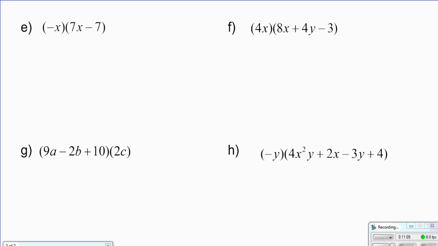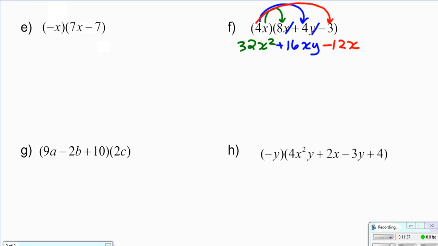So when you have more terms, it's just like it was with a binomial, except now the monomial has to get multiplied a few more times. So we're going to go 4x times 8x, which gives us 32x squared. And then 4x times 4y gives us 16xy. And then 4x times the third term, 4x times negative 3 is negative 12x. So now we've made another trinomial. None of those terms have the same variable to the same exponent, so we can't combine any like terms.